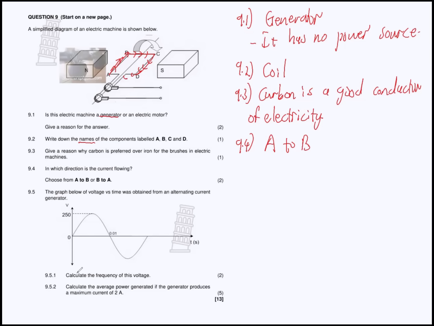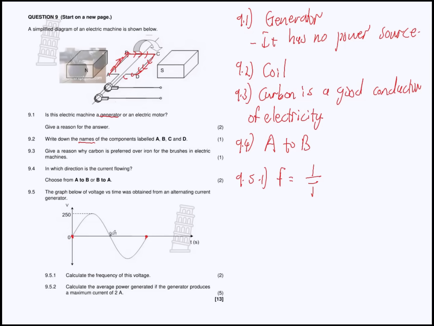They say 9.5.1, calculate the frequency of this voltage, right? So taking us back to that formula. To calculate the frequency, we know that frequency is 1 over the period, right? So remember, we are working with a graph here. So we have to consider the period is the time taken to form a complete cycle, to complete one full cycle.